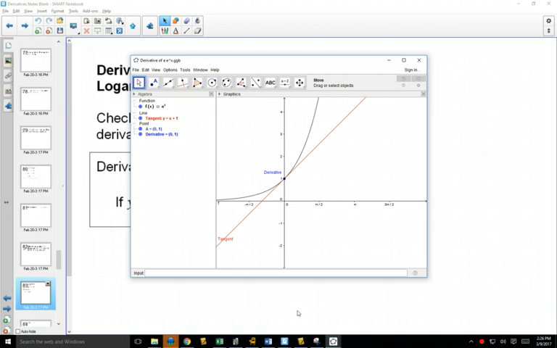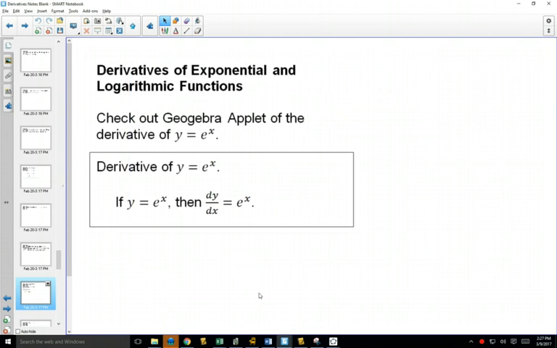Now, as I move this point along and draw the derivative graph, I want you to think about what you notice. There we go. Nice. What do we notice? It's exactly the same thing. The slope at every single point on the graph of e to the x is exactly equal to e to the x. And it's the only function that that happens to. So if y equals e to the x, then the derivative is equal to e to the x.